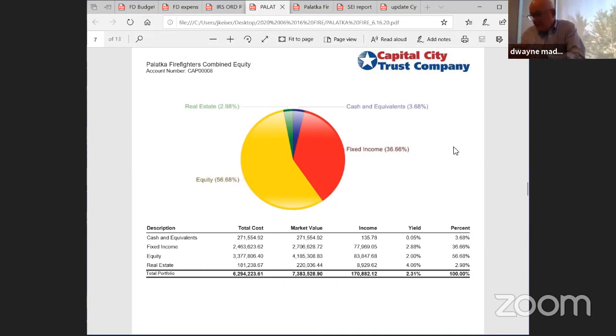If not, that concludes my comments. The rest of the report is the custodian's report with the bonds and the mutual funds. So I'll stop there and see if there's any questions. We're making progress.